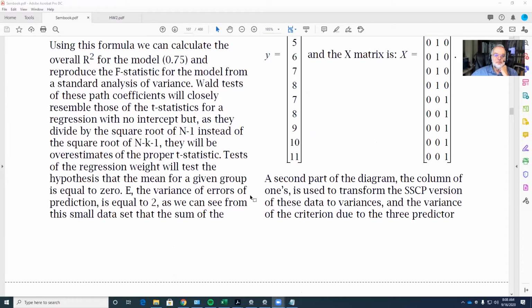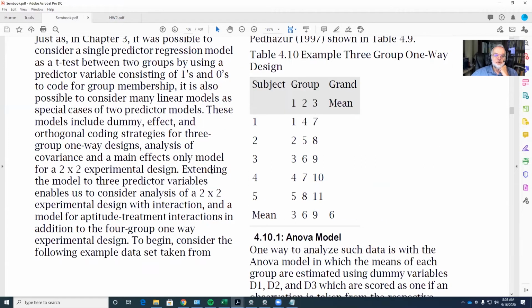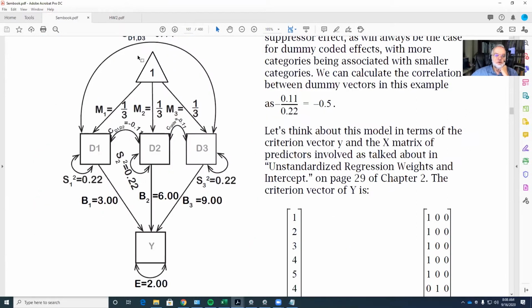So recall that I generated a little example data set, and this particular model is the analysis of variance model. Now we talked about the fact that a model needs to have as many parameters as you have unique elements of the variance covariance matrix, or in this case, the average sums of squares and cross products matrix. Long story short, in this diagram is a statement about three means: the mean of group 1, mean of group 2, mean of group 3.